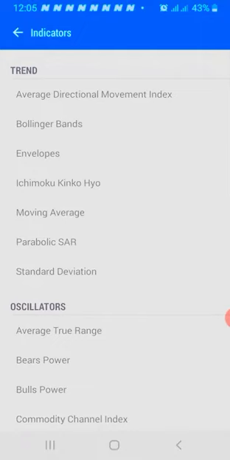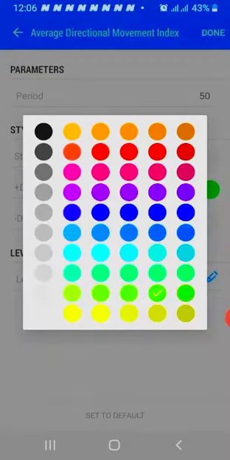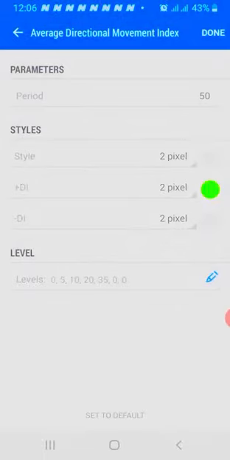The first indicator we'll be adding is the average directional movement index. The period is 50, and the style is 2 pixel. The plus DI is also 2 pixel, and you choose the color of your choice, but I'm using green. Then the minus DI is also 2 pixel. It should be the color of your screen, just like my MT5 is white, so I'm using white. Same goes for the style.